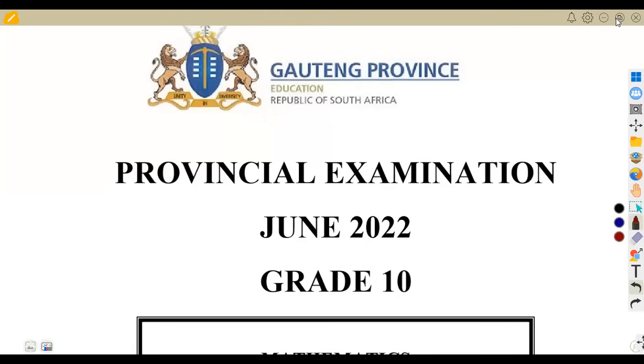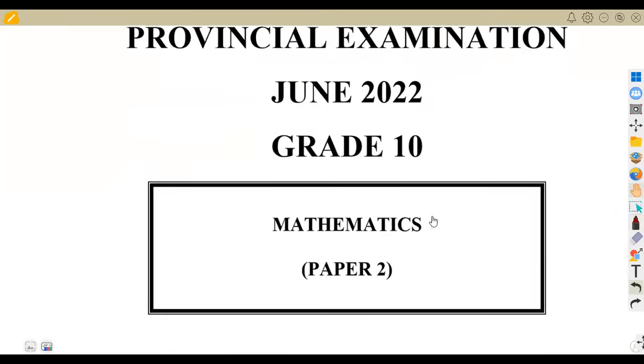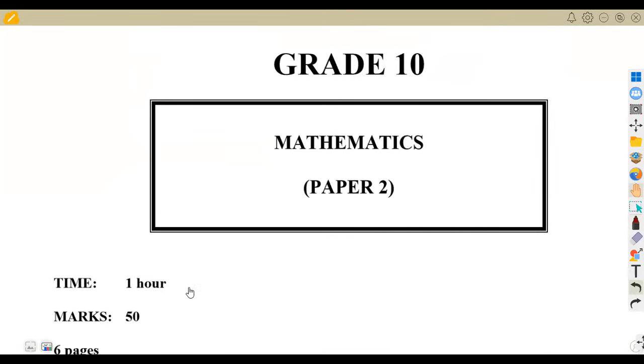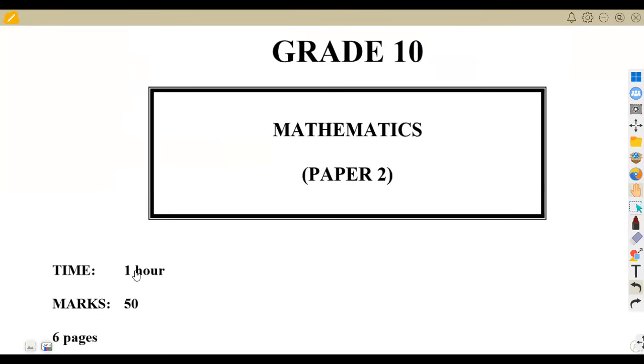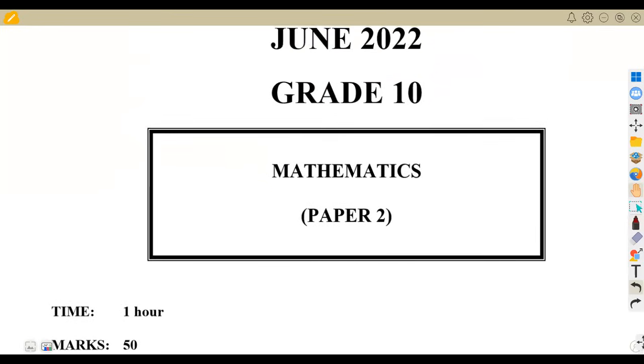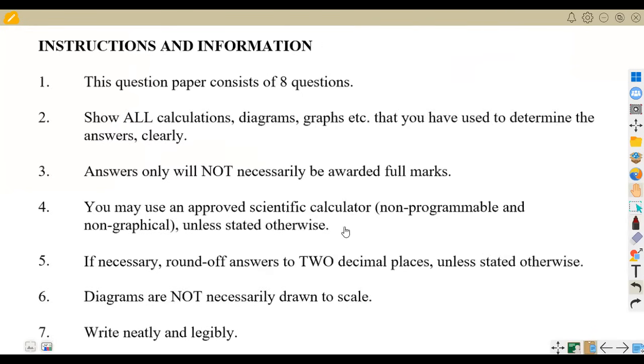Still on our revisions for mathematics grade 10, we shall be focusing on the June 2022 question paper. Try by all means to work it out. This is paper 2 that you're going to work within 1 hour. That is 50 marks for everything that you're given there. So we're not going to waste much time. We're just going to quickly rush through the questions so that we can see how we're given our questions.